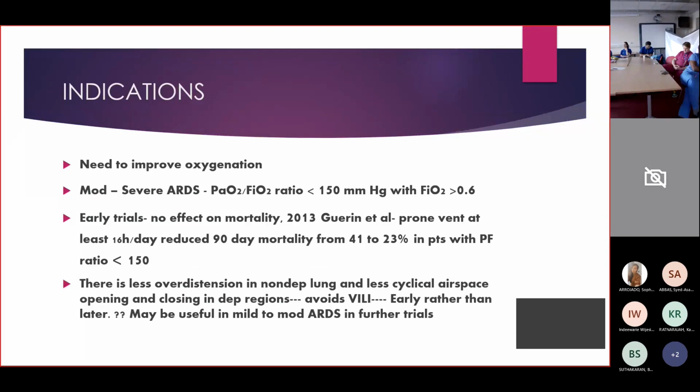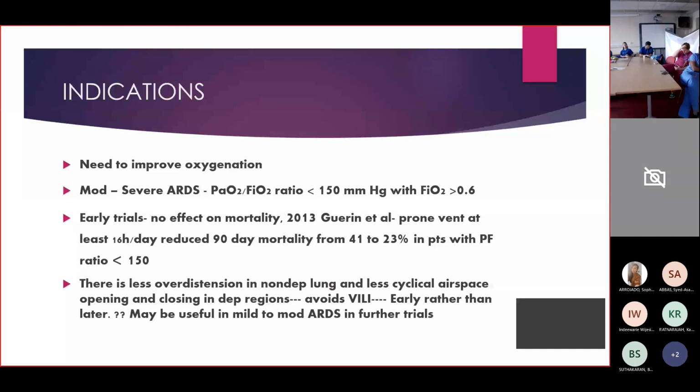So in general, what are the indications? When do we consider proning in a patient? When we need to improve oxygenation, especially in moderate to severe ARDS with a PaO2/FiO2 ratio of less than 150, and when the FiO2 used has to be more than 0.6. In the early trials, even though there was an improvement in oxygenation, there was no reduction in mortality with proning. But later studies have shown a reduction in the 90-day mortality by almost half in patients with a PaO2/FiO2 ratio of less than 150.